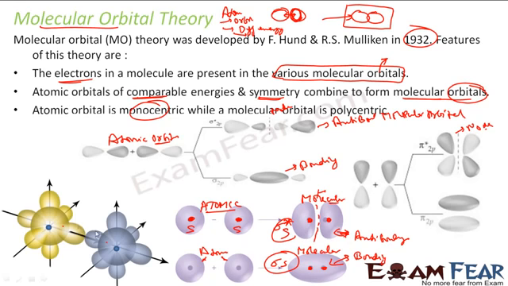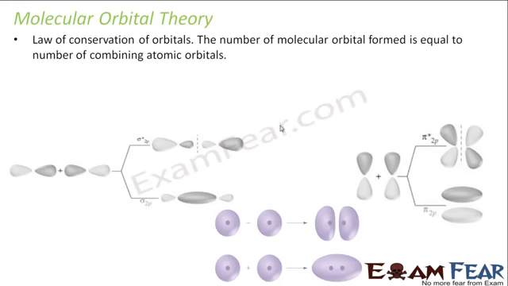Now, when atoms combine, valence bond theory talks about orbital overlap, but molecular orbital theory doesn't talk about all those things. It says that s and s atomic orbitals will combine to form molecular orbitals. Then p and p atomic orbitals will combine to form molecular orbitals. Similarly, atomic orbitals combine to form molecular orbitals. And an atomic orbital is monocentric and a molecular orbital is polycentric. Correct? So let's understand this molecular orbital theory in detail.